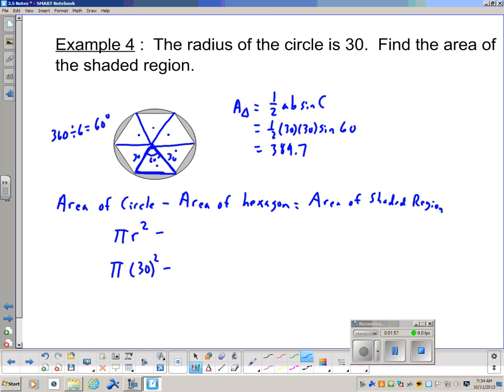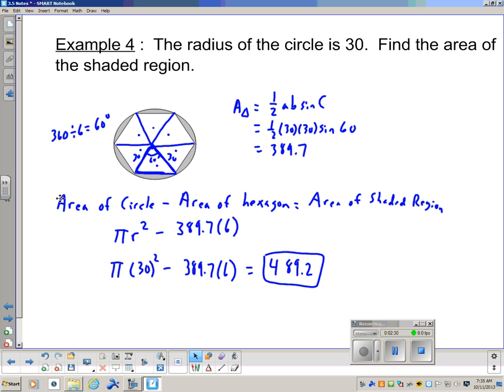So now there's 6 of those triangles in there. 1, 2, 3, 4, 5, 6. So to get the area of the hexagon, I can take that one area of that triangle and multiply that by 6, and that will give me the area of my hexagon. So pi times 30 squared minus 389.7 times 6, and that gives me a total area there of 489.2 for the area of the shaded region. So again, just thought through area of a circle, pi r squared minus the area of a hexagon. We know how to find that. Was going to equal the area of that shaded region.